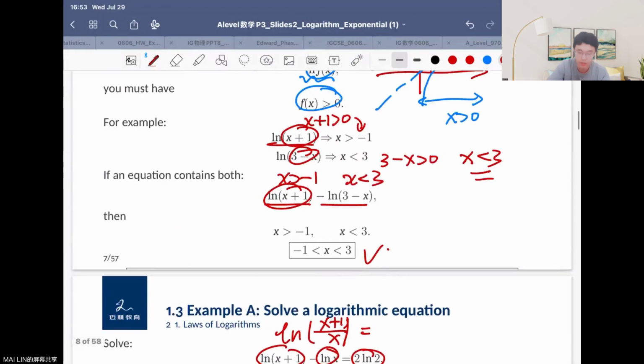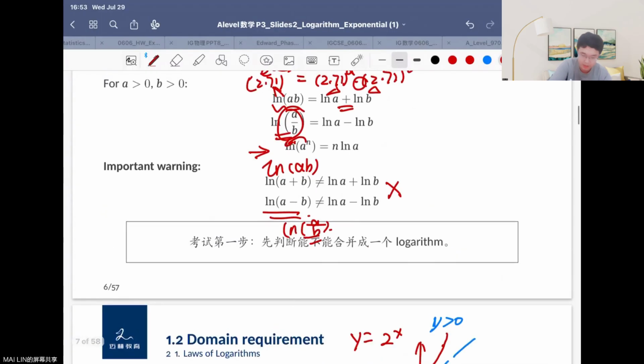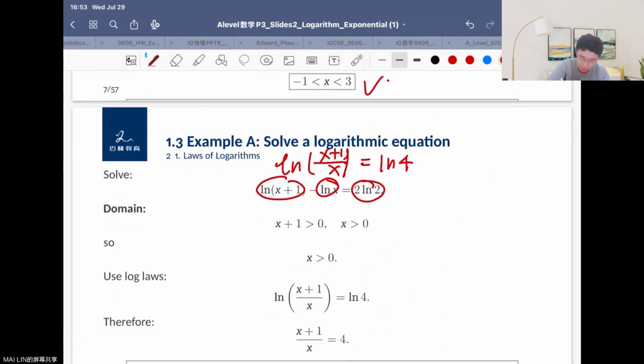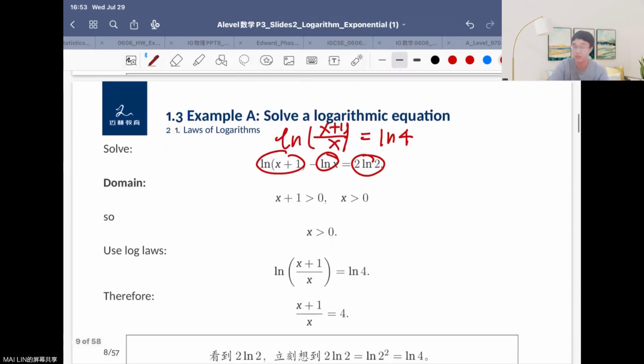For 2 ln 2, a constant times ln means the power, so we can set that as ln 4, right? So the two logarithm functions equal each other, which also means (x plus 1) over x equals 4. So you can calculate x plus 1 equals 4x, and x equals 1/3. Okay, that is the final answer here.